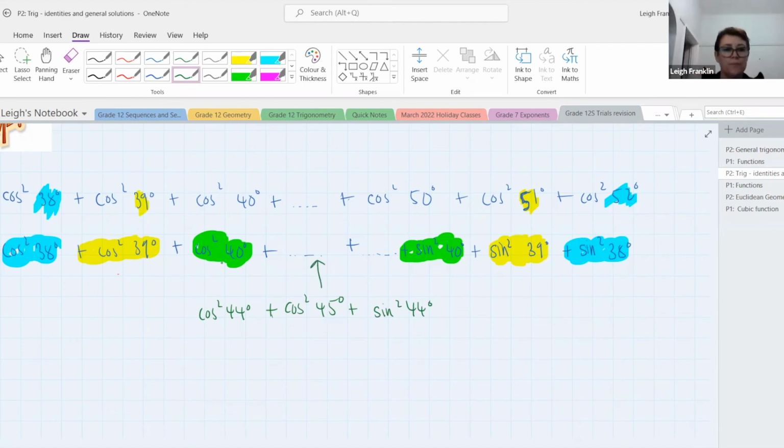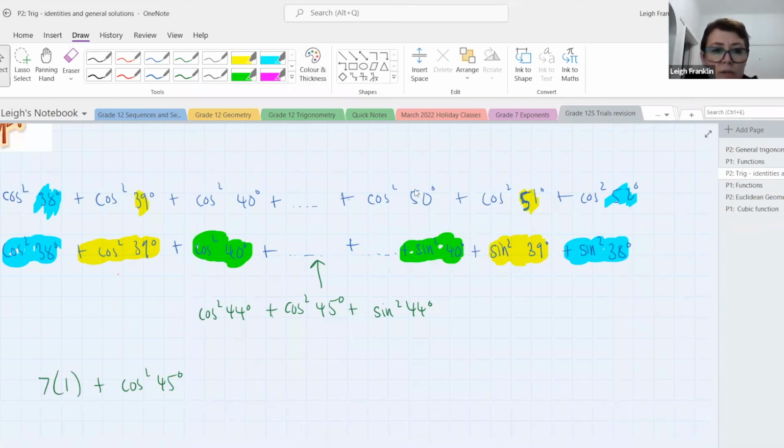So we've got the 38s, the 39s, the 40s, 41, 42, 43, and 44 that adds up to 1. Plus, we've got this cos squared 45 in the middle. Does that make sense to everybody? So we've got 7 groups of 1 plus cos squared 45. Are we all good with that?